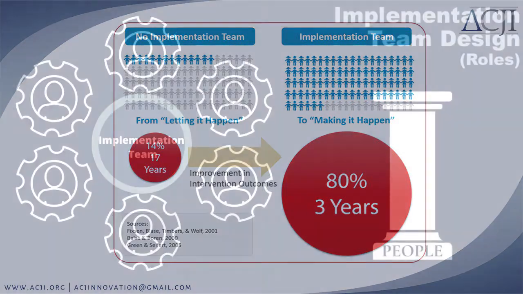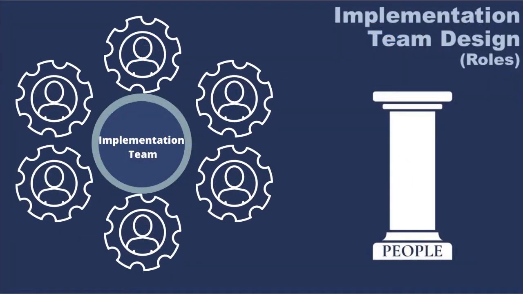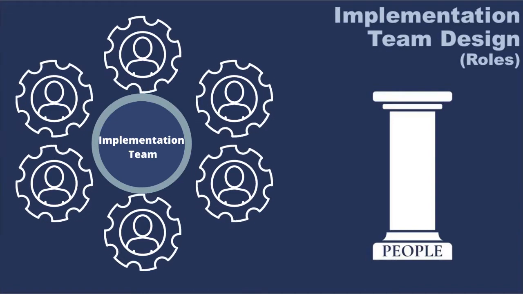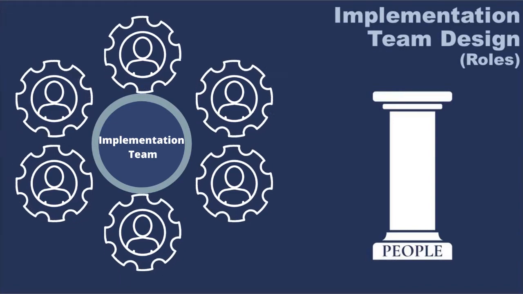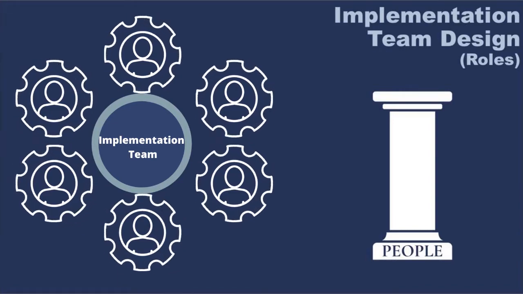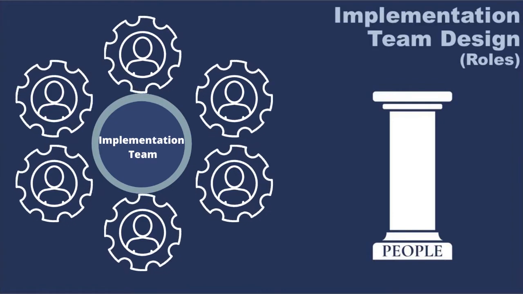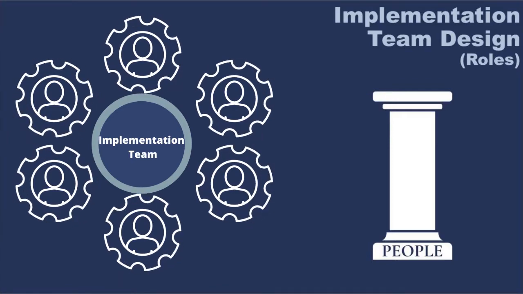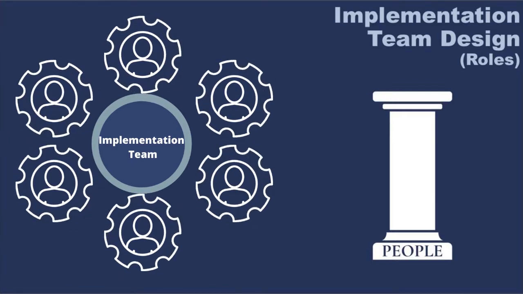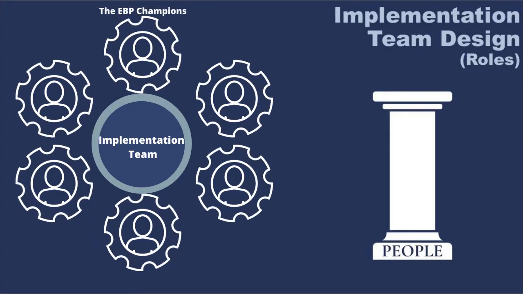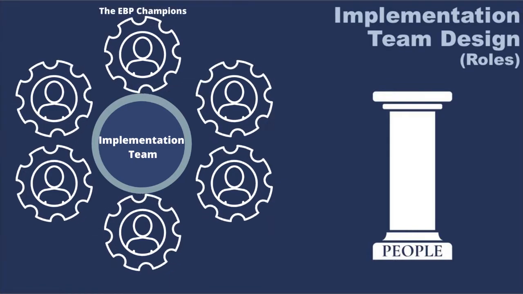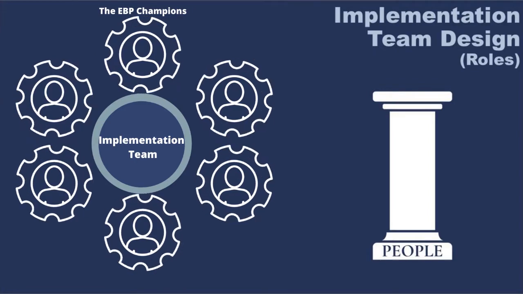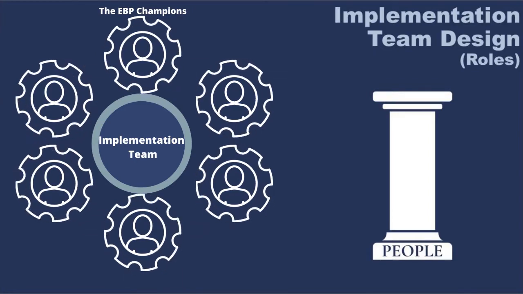So let's talk about what a good implementation team looks like. When we design roles for our team, we should be intentional about bringing people to the table with different areas of expertise and knowledge. Say we have a team of 5 to 7 people. We would approach our team like this. 1. We need people who are versed in the EBP or the program itself. 1 or 2 who is assigned to really learn, teach, and model the EBP.